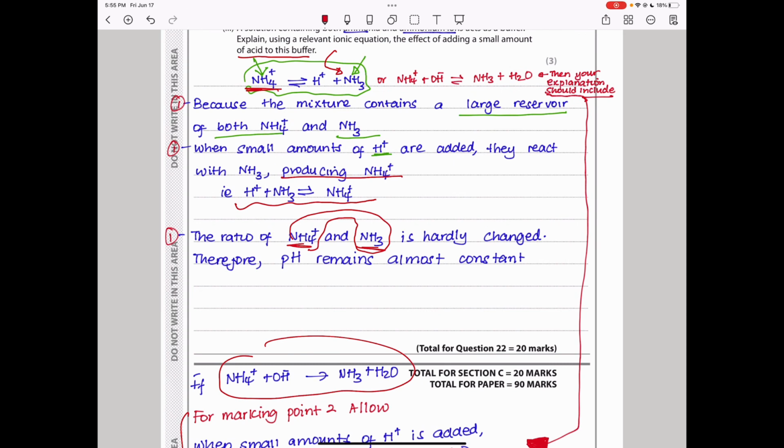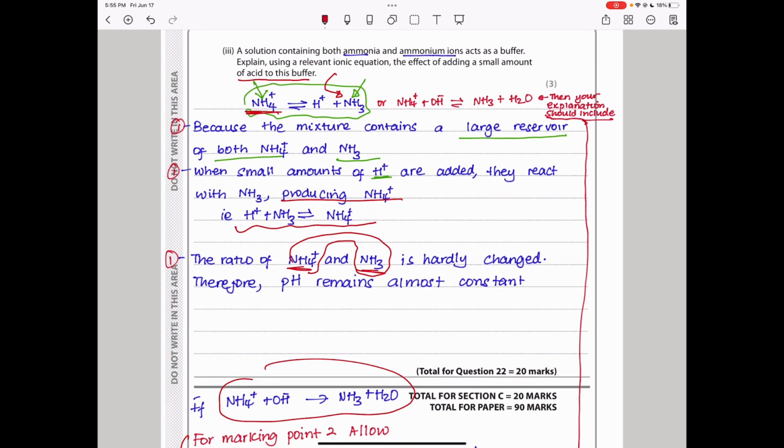This brings us to the end of this section, which is section C, as well as the whole end to the paper. This is Unit 4, January 2022 for Pearson Edexcel.